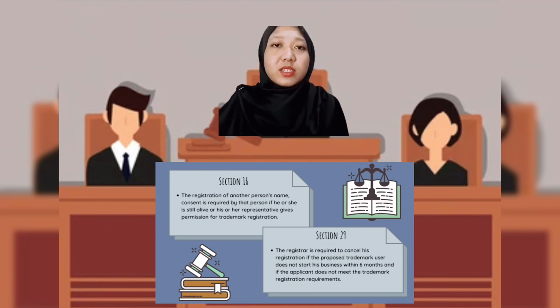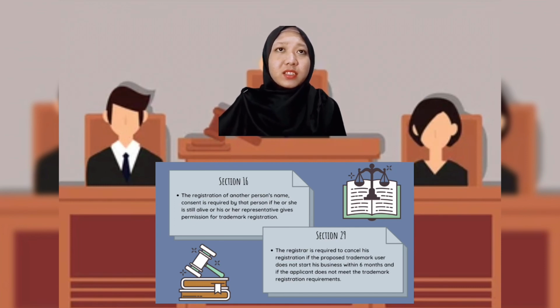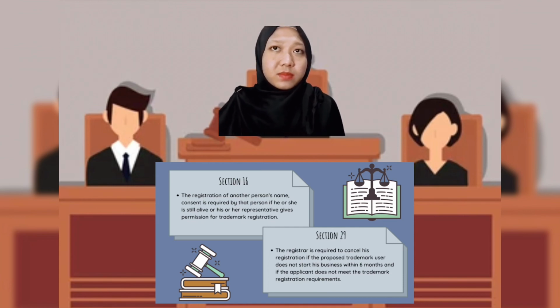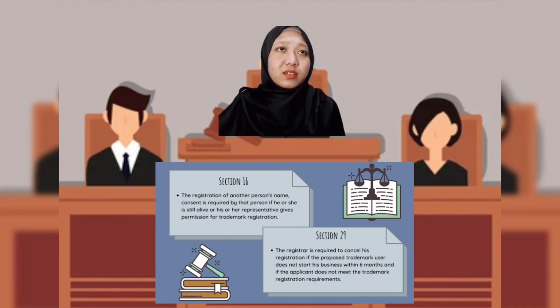Okay, next we go to section 16. This section is made for the registration of another person's name. Consent is required from that person if he or she is still alive, or his or her representative must give permission for trademark registration. The registrar or the court may require the owner to disclaim certain exclusive rights granted to him if the trademark is registered but is not distinctive and familiar to trade and business.